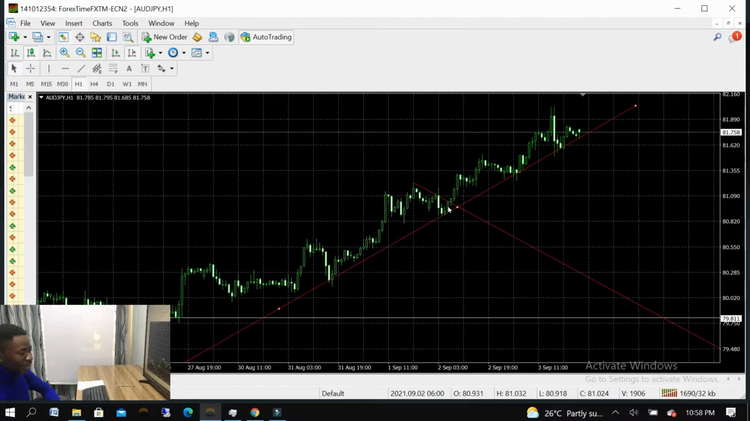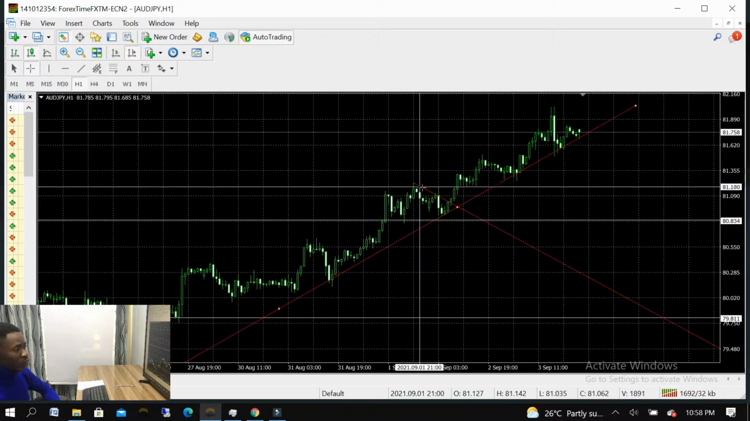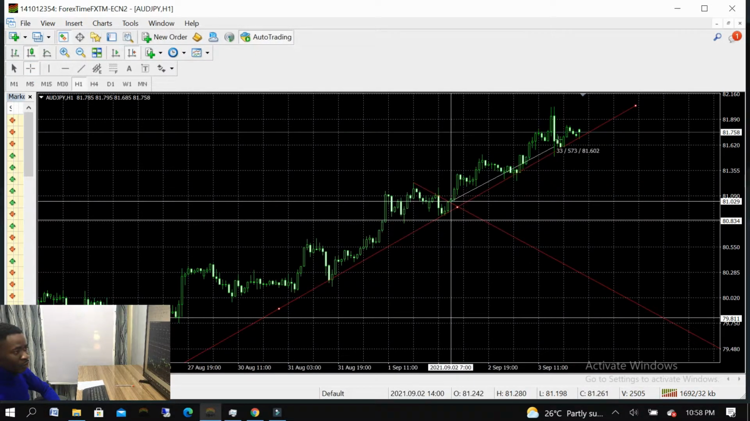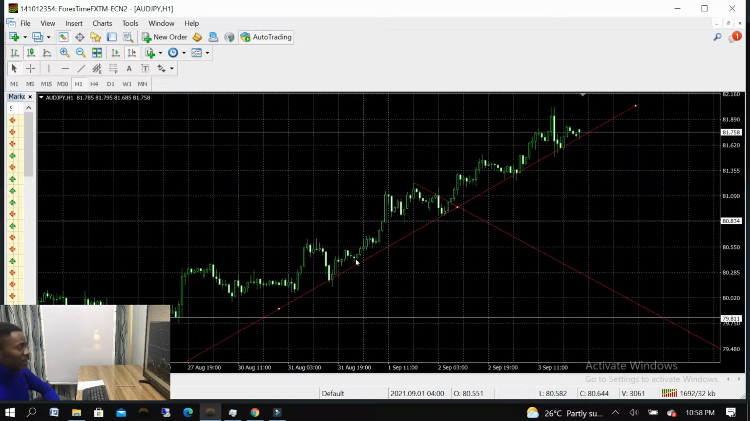Then you wait for a candle to break out outside this counter trend. Then you enter for your buy trade. You can see. So you set your stop loss. Maybe you can add like 10 pips below the wick. Then you go for 1-to-1 ratio, or you can go for more than that. This is 100 pips.